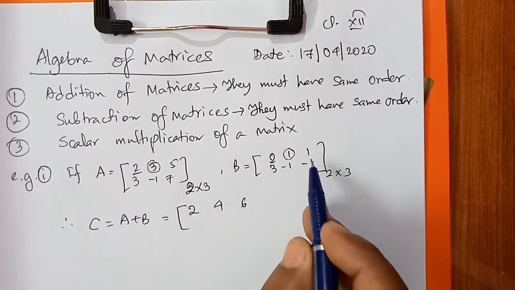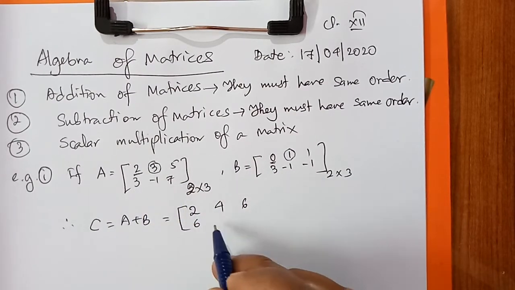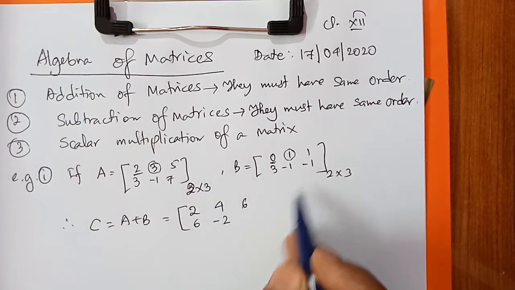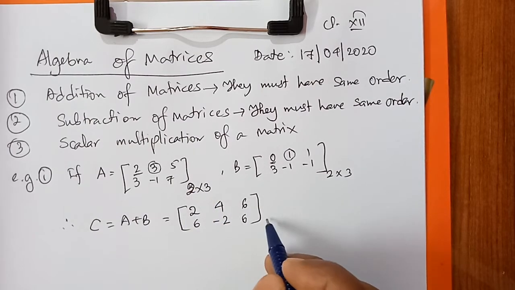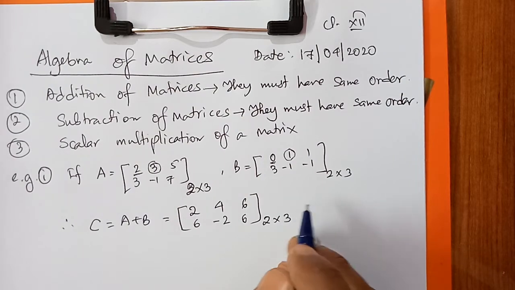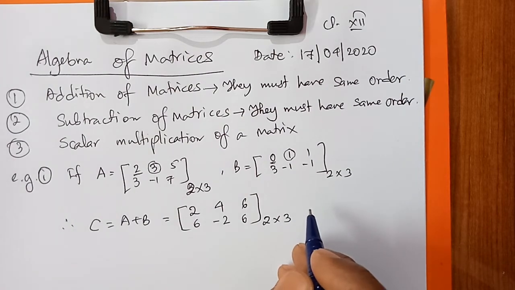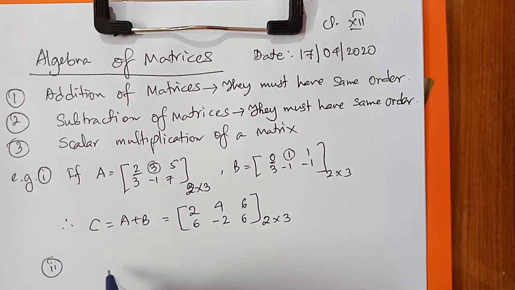The first row is finished. Now the second row elements: 3 plus 3, 6, minus 1 plus 1... it will be minus 2, 7 minus 1, it is 6. It's a matrix, and the matrix order will be the same as the given matrices. The sum or difference has the same order.